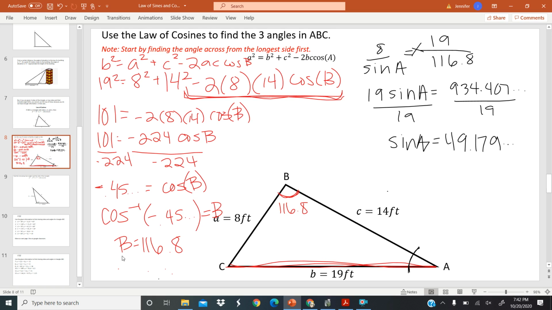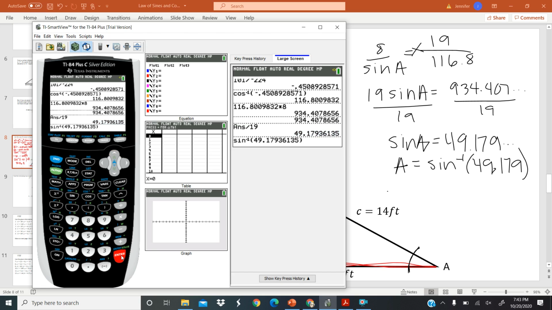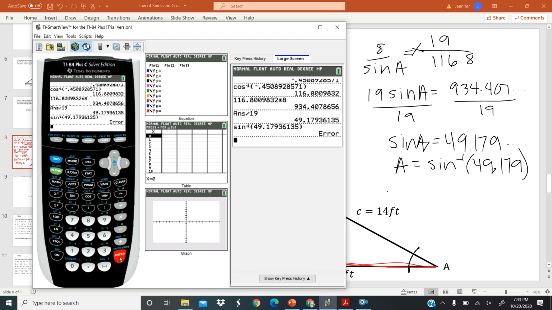And now I need to take the inverse sine to find angle A. So A is going to equal inverse sine of 49.179. And coming back to my calculator, to get inverse sine, I'm going to hit second sine, and I need it of this number up here. So the inverse sine of that, I got an error. So let me go back and see what happened here.